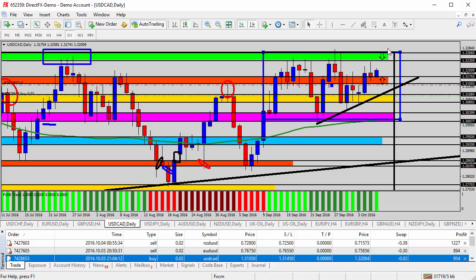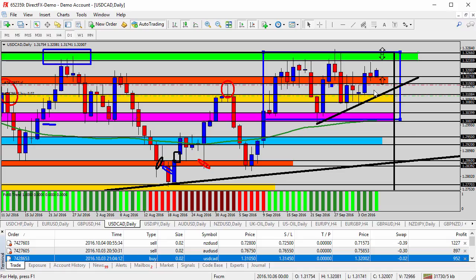But the closer we get to this green shaded area, we need to be cautious about going long until one of two things happen. It comes back down to the orange zone, maybe the yellow zone, but breaks through that green shaded. And again, we have significant news coming out of Canada and the U.S. tomorrow. So this could change everything for the USCAD trade.